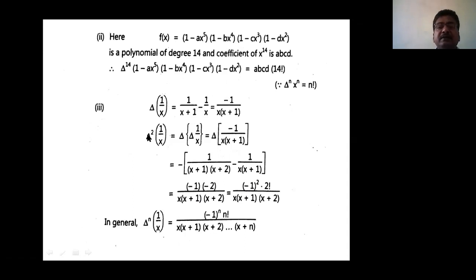Similarly, if you find delta cube 1 by x, then it is minus 1 raised to 3, factorial 3, over x plus 1, x plus 2, x plus 3. So in this way, delta raised to n of 1 by x is what? Minus 1 raised to n, factorial n, over x plus 1, x plus 2, and so on up to x plus n. Because if you observe delta square 1 by x, the last term is x plus 2. So delta raised to n means the last term is x plus n. So this is delta raised to n of 1 by x.